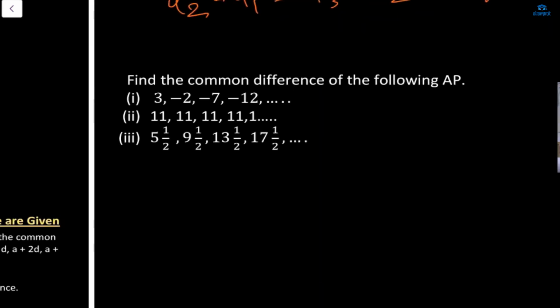Try this. The first one is -5. The first answer is -5. Yes, minus 5. And the second one is 0. Yes. And the third one is 4. Yes, very good. And the third one is, what's the answer? Ma'am, 4. Yes, 4. This one is 4. This one is 0, and this one was what?